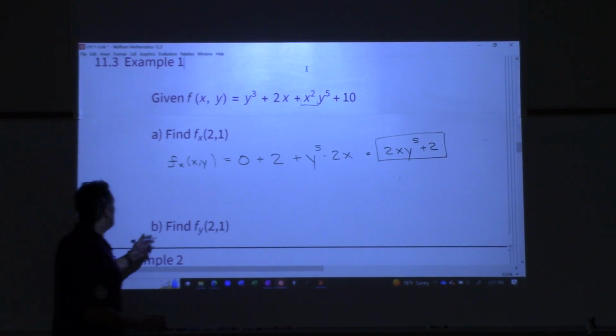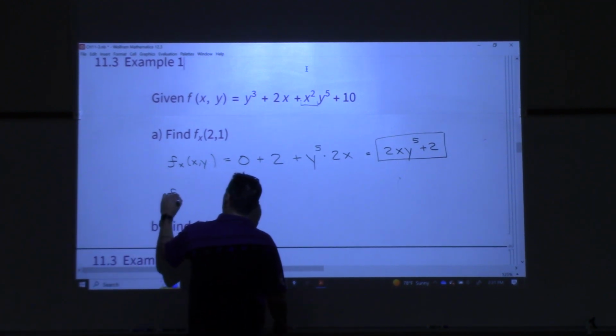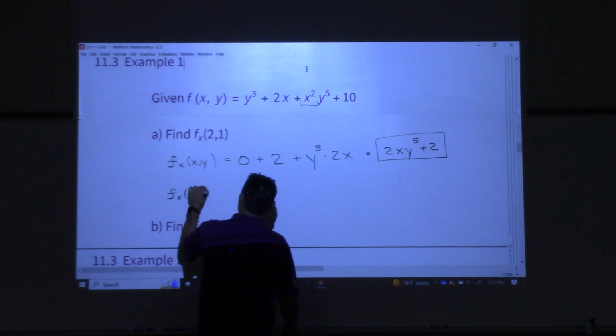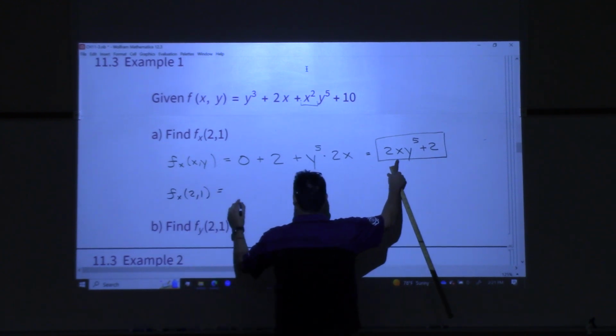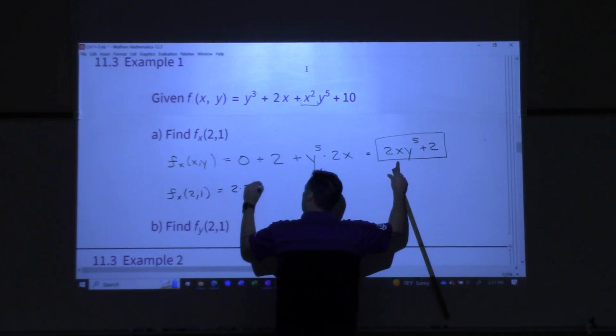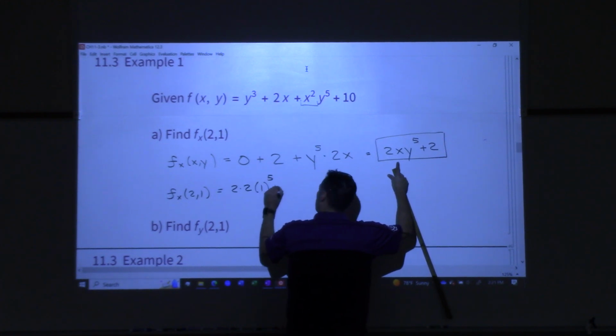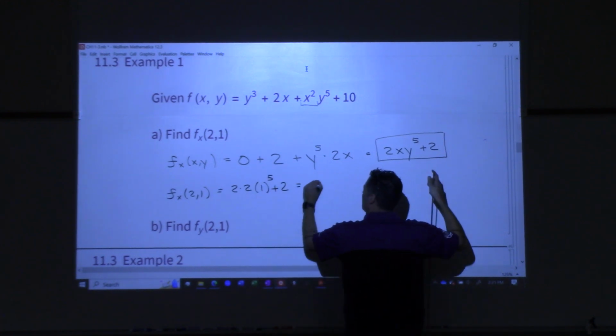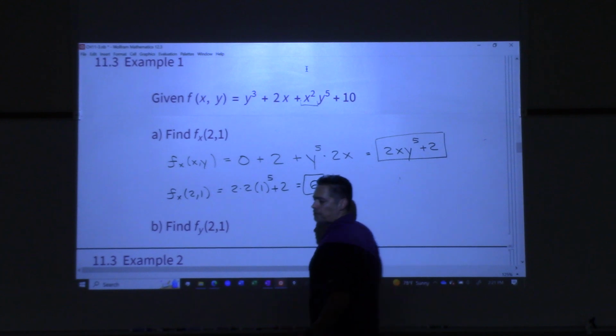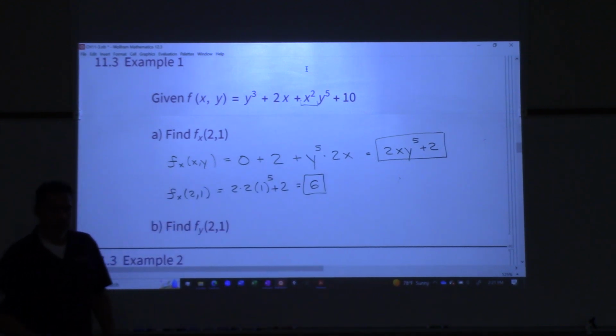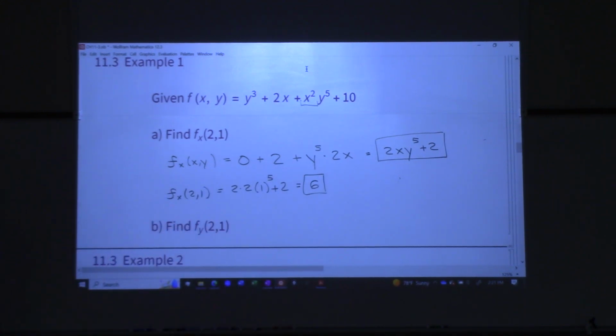Now, to figure out what's happening at the point (2, 1), all I do is evaluate that: replace x with 2, replace y with 1. 4, 6, I get 6. Yep. Questions on that?